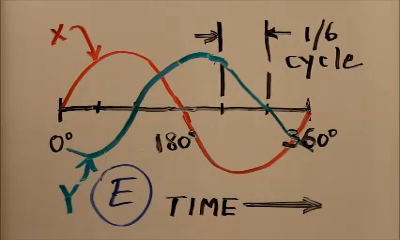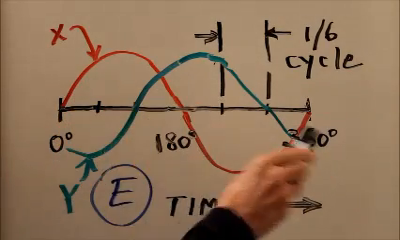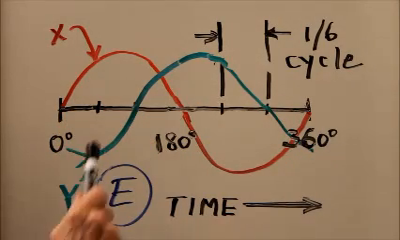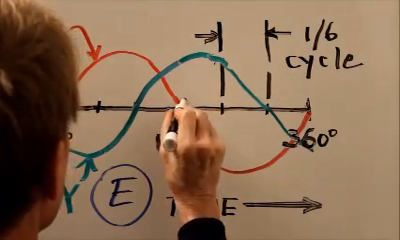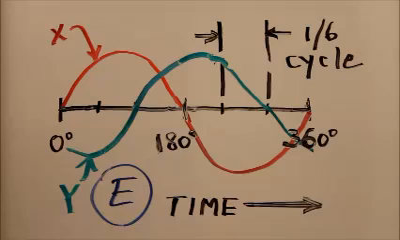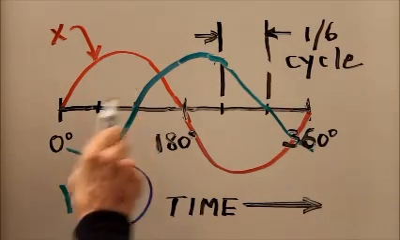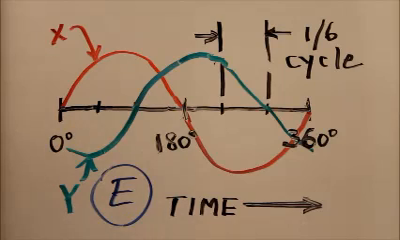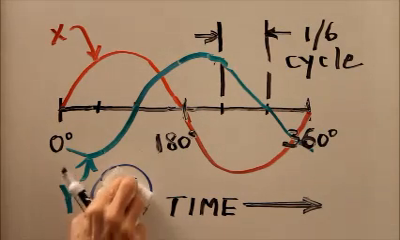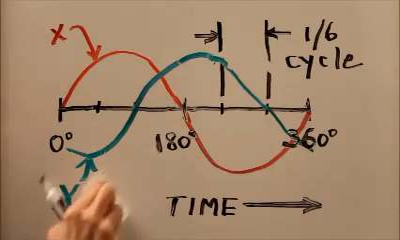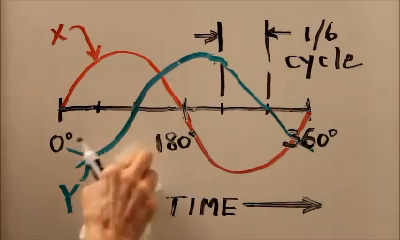This one has the same exact scenario with waves X and Y. We have wave X leading wave Y by 120 degrees. So wave Y occurs 120 degrees, or 1/3 of a cycle, later in time. Get rid of this E here, that's from the previous video, and that's not the answer to this one.